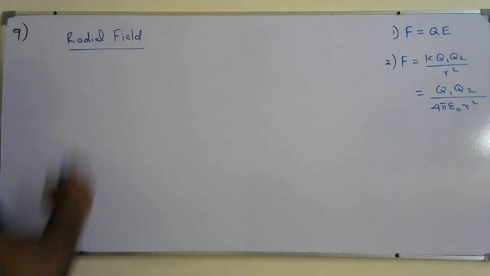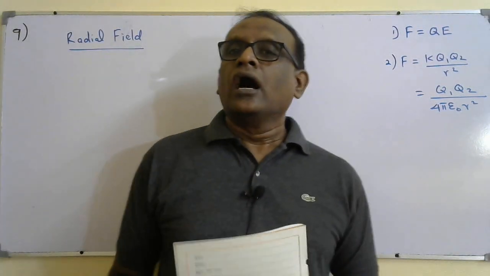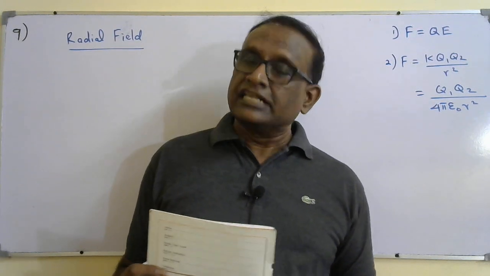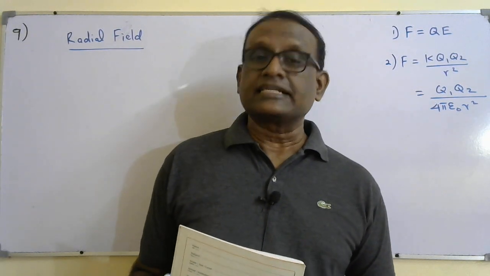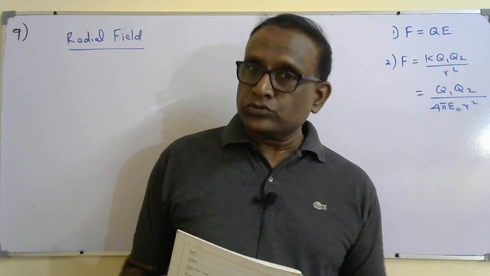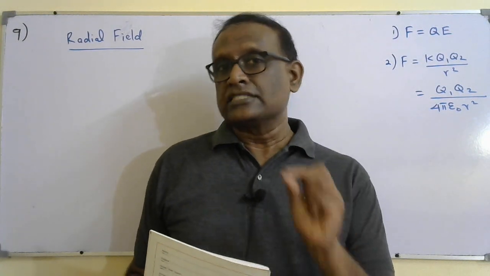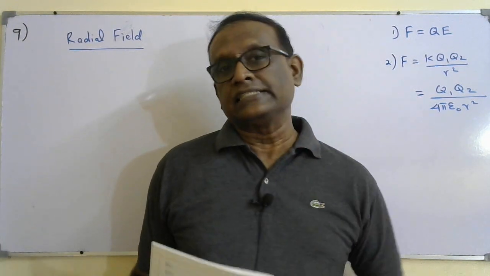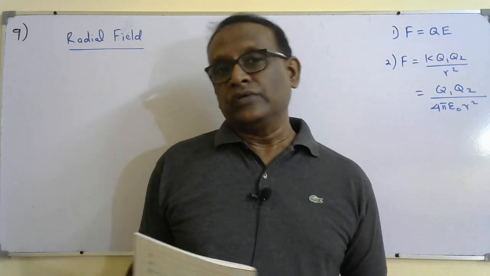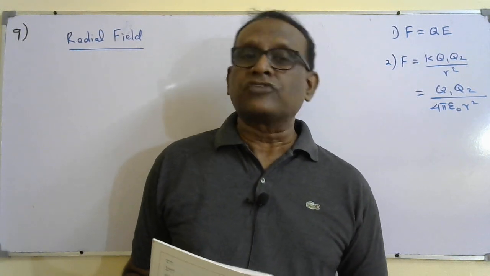So in which the field lines appear to be diverging from a point charge or converging towards a point charge, in which the strength of the field obeys inverse square law if the radial field is only just due to one point charge. So the strength will be different at different distances from the point charge.